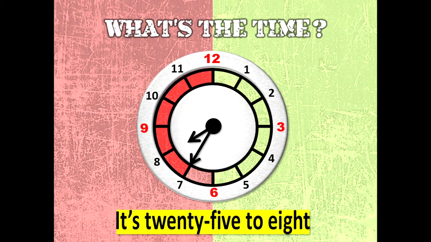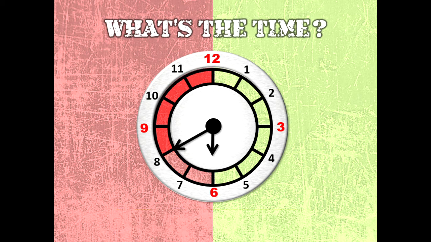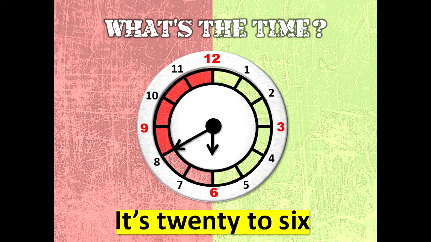So what about this one? What's the time? Okay, the shorthand strikes 6 and the longhand strikes 8. So how many minutes left before 6? So how many minutes left? 5, 10, 15, 20. So what's the time? It's 20 to 6. It means 20 minutes left before 6 o'clock.